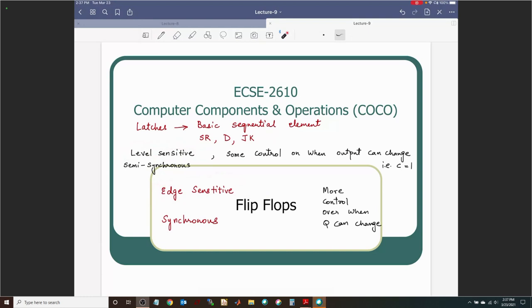So that's the motivation. We want very precise control over when the outputs can change, which is why we are going from a latch to a flip-flop, a semi-synchronous element to a synchronous element.